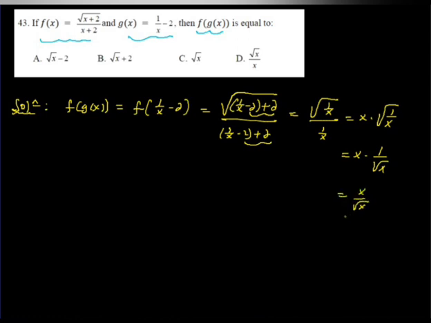But we don't have x over root x, so we have to rationalize it. Rationalizing this will give us x root x over x. So this becomes a square root of x. So the more simplified form of f of g of x will be square root of x. So our answer will be C.